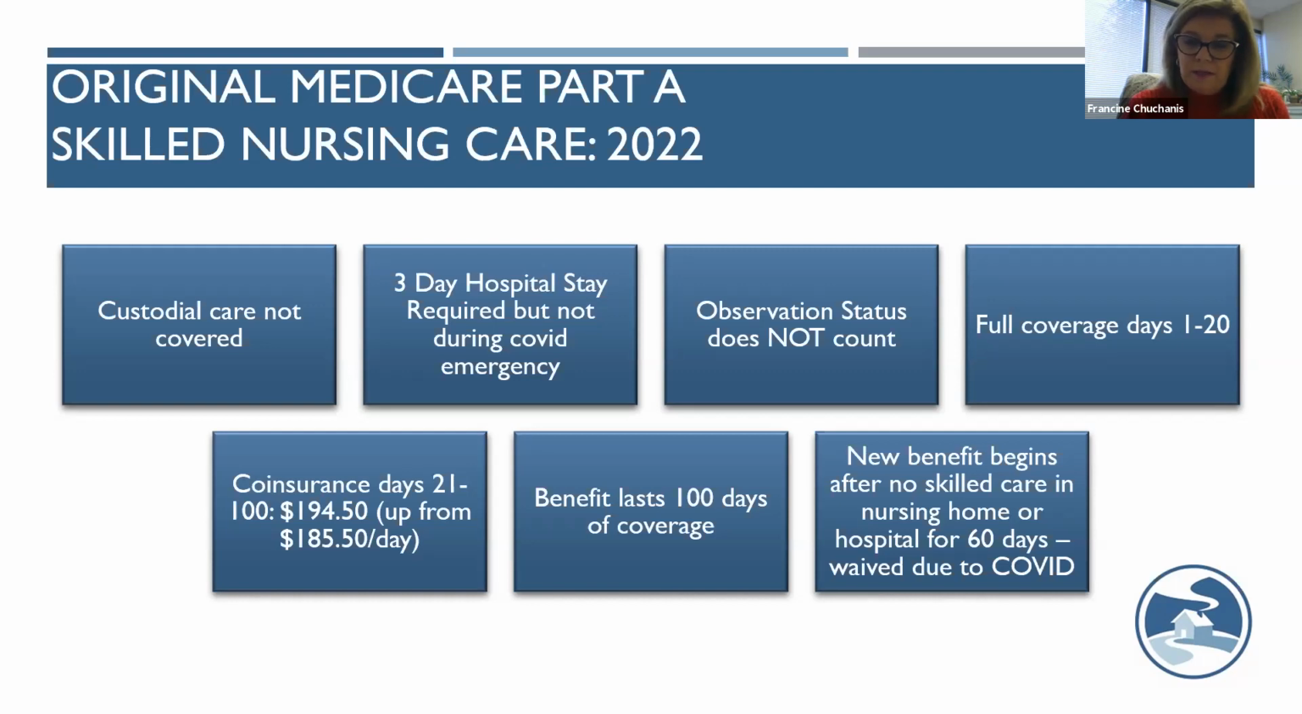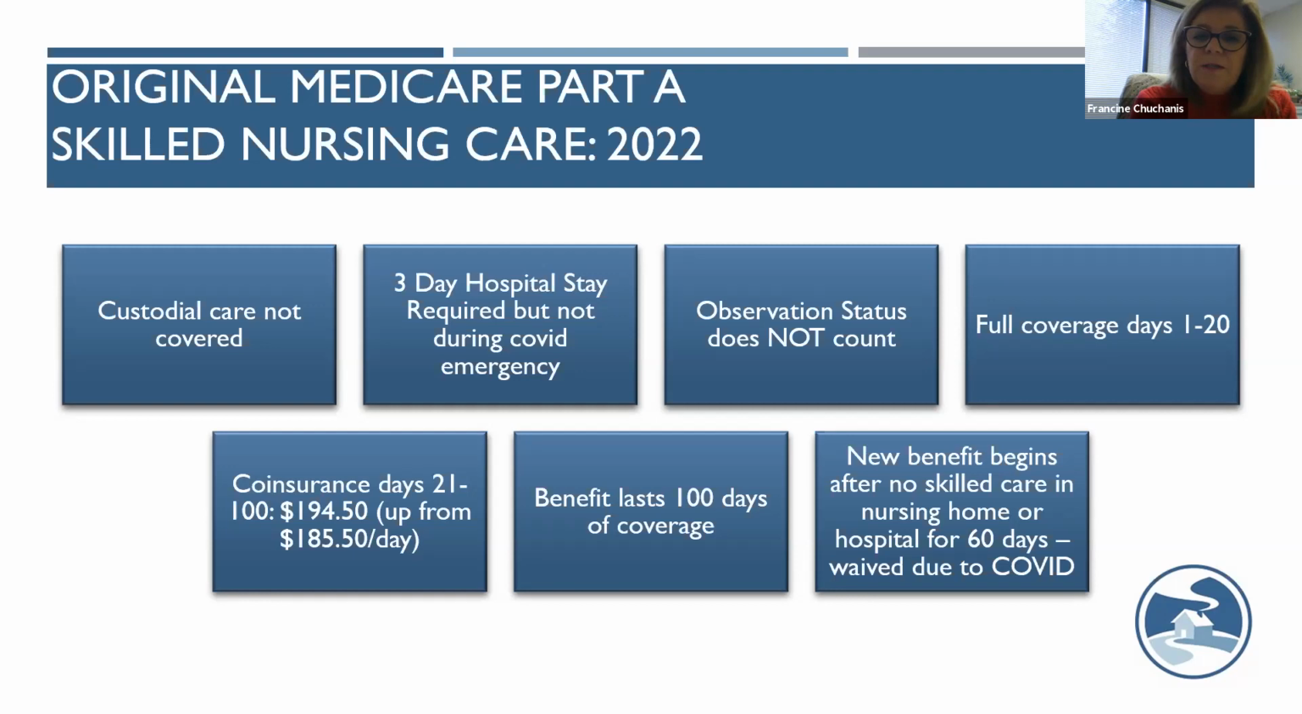When the 3-day hospital stay is in effect, people need to be aware that if they are in the hospital under observation status, it does not count to the 3-day hospital stay, because observation status is not a true hospital admission. And it used to be that many people weren't really sure whether they were on observation status, but now hospitals should be informing you within 24 hours whether you are actually admitted or in observation status.